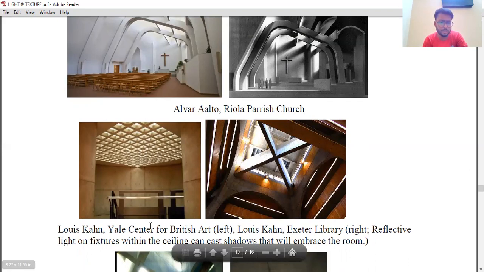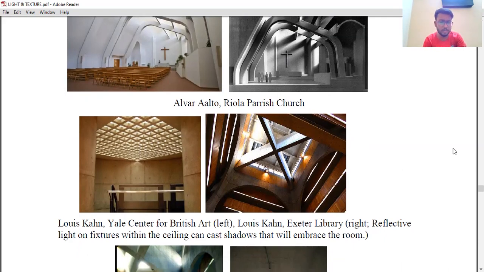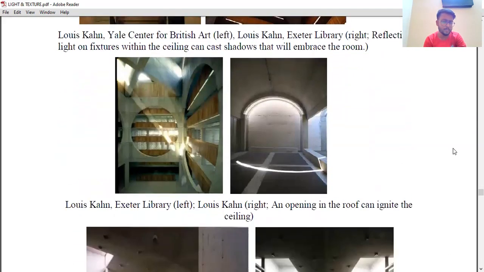Reflective light on fixtures with the ceiling can cast shadows that will embrace the room. So how the light, and the light getting reflected on other surfaces, creates a shadow has been further used to give you an aesthetic value or a particular sense in that space.